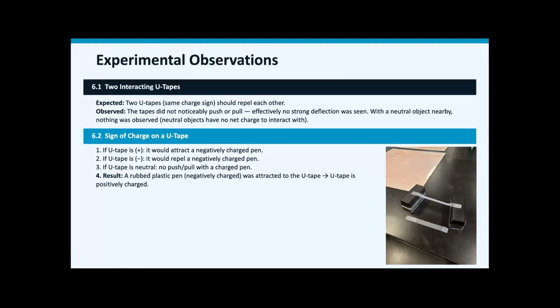So here's what we actually observed. In section 6.1, when we brought two U-tapes near each other, we expected repulsion, since both tapes should carry the same sign of charge. In practice, the tape showed minimal noticeable deflection, which could be due to a partial discharge or humidity. When brought near a neutral object, nothing happened, as expected.